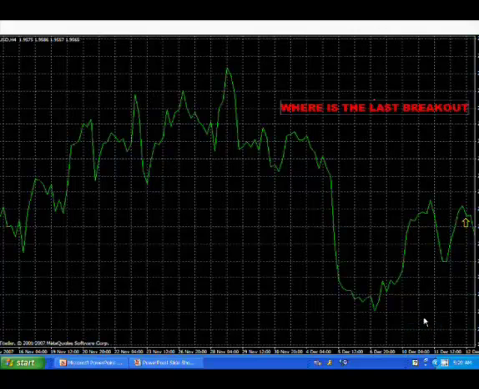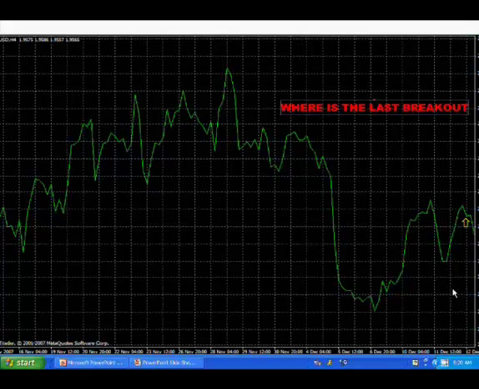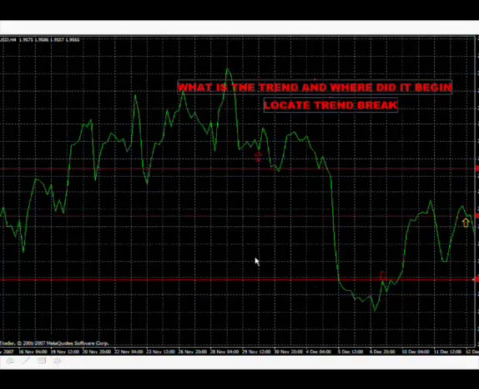So now let's summarize. When we first open our chart, we want to go immediately to our line chart, and we want to ask ourselves, where is the last breakout? If we're opening our chart here where we are now, we see this is the point of the last breakout. Then we want to establish where is the trend and where did it begin.